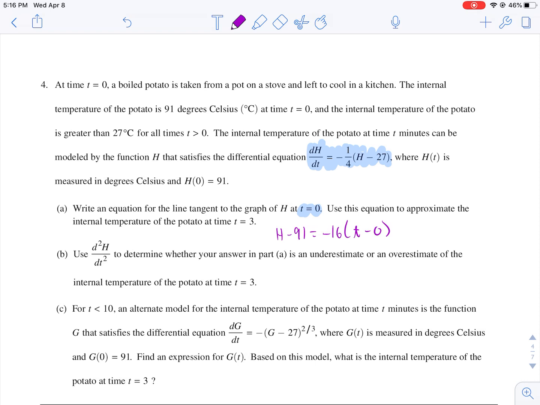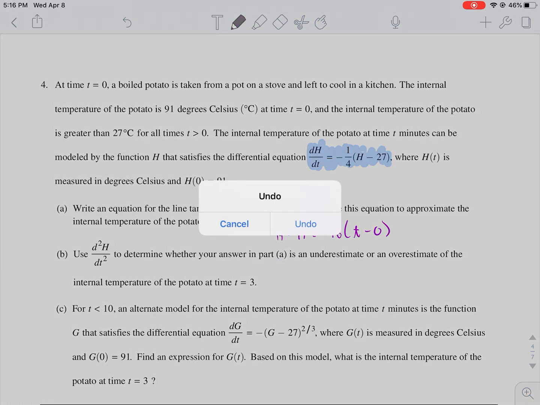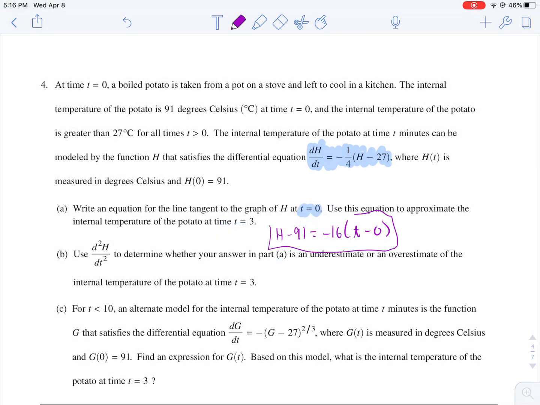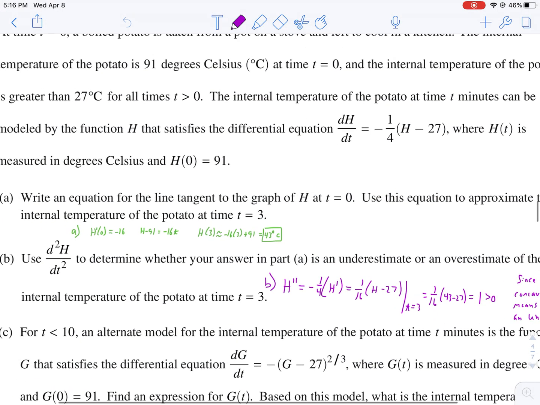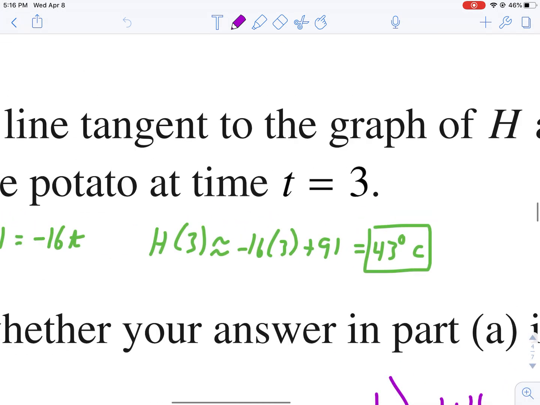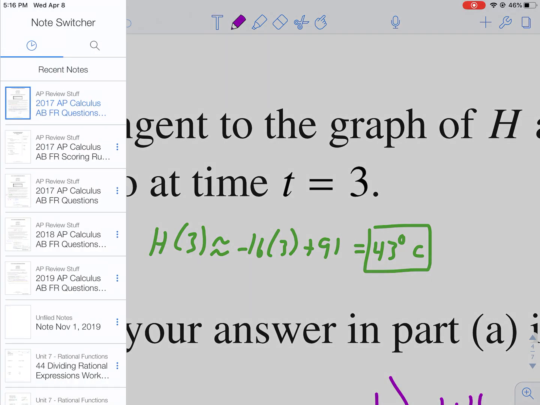So remember, we use tangent lines to approximate values of other functions. This is what the function essentially looks like as long as we're close to t equals 0. And t equals 3 for this problem is close enough. So we can just plug in 3 for t into this and solve for h to get our estimate. And you end up with 43 degrees Celsius.